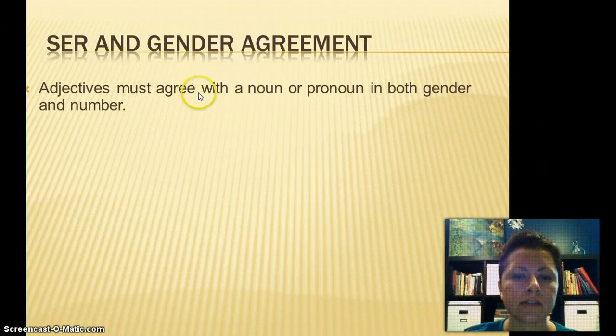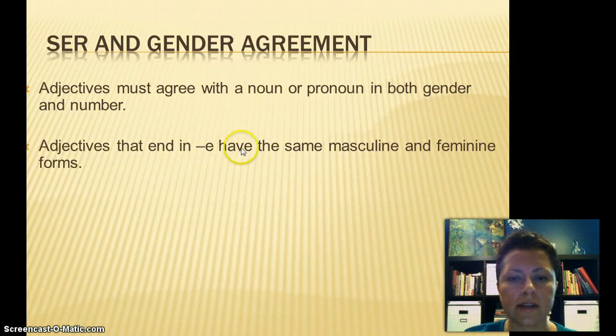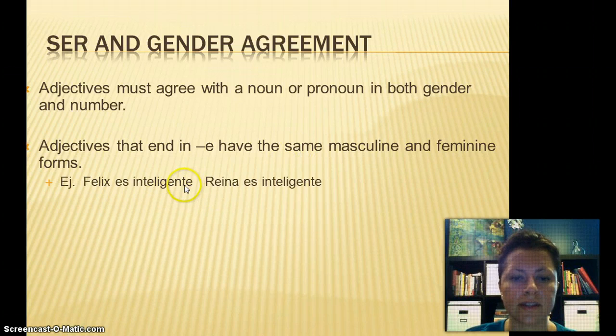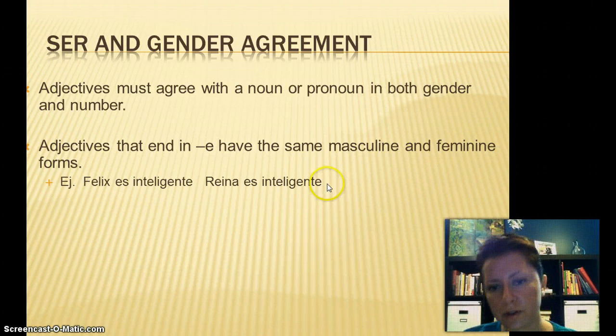So adjectives need to agree with a noun and pronoun in both gender and number. Adjectives that end in E have the same masculine and feminine forms. So inteligente is an adjective that remains inteligente. If it's a boy, he's inteligente. If it's a girl, she is also inteligente. You only change the ending if you're going to make it plural. You would just add an S because this is a vowel.